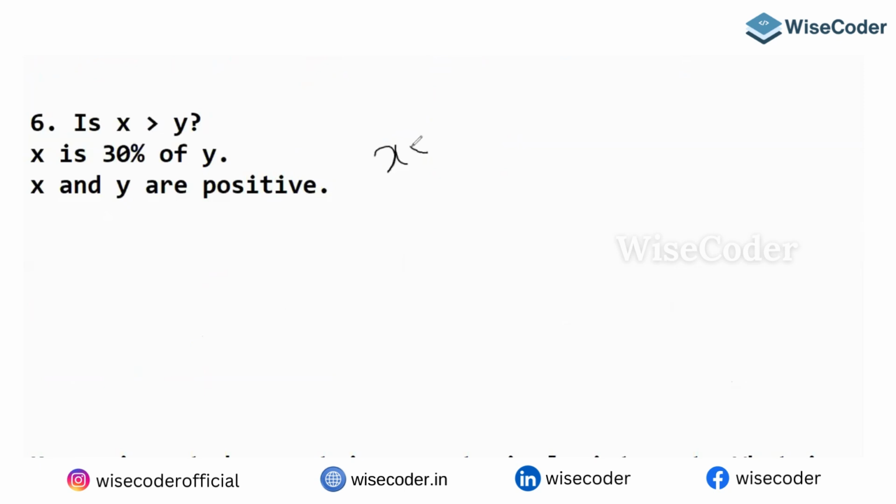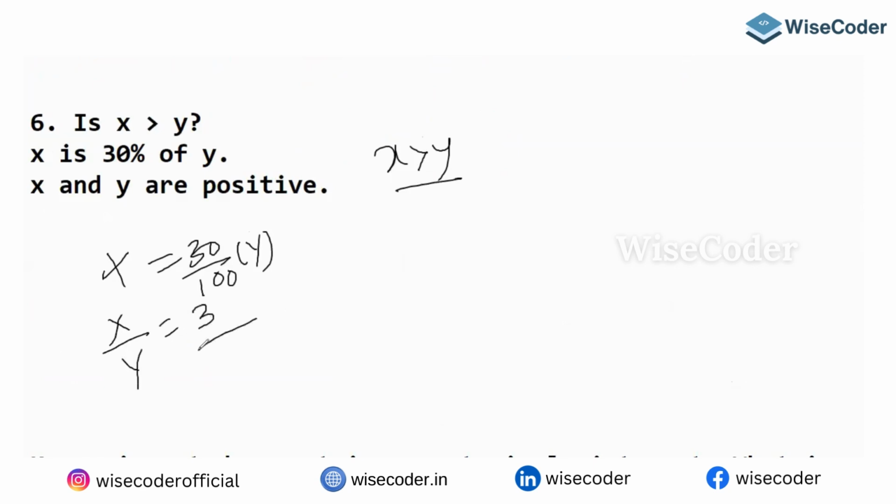Is x greater than y, he is asking. First is what? X is 30% of y. So from this you can say x by y is equal to 3 by 10. Okay, so from this you can say x is 3, y is 10.